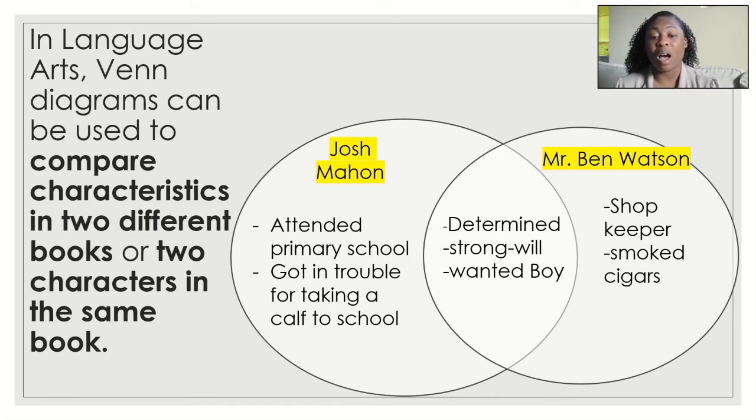Josh Mahan got in trouble for taking a calf to school. Mr. Ben Watson is a shopkeeper. Mr. Ben Watson smokes cigars. And now let's look in the overlap where the two circles intersect. Both Josh Mahan and Mr. Ben Watson are determined. Both Josh Mahan and Mr. Ben Watson are strong-willed. Both Josh Mahan and Mr. Ben Watson wanted Boy the cow.